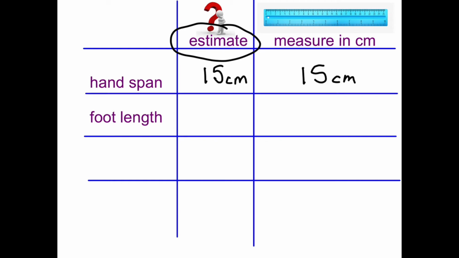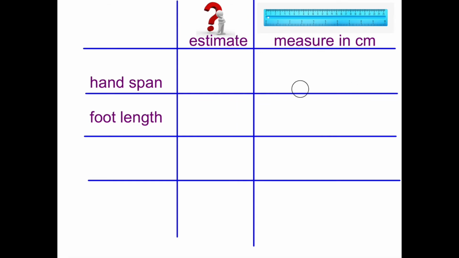Sometimes estimates are so good that they're correct, but normally they're a bit wrong. So if all of your estimates are the same as your measuring, we know that you didn't really estimate at all. And that happens a lot when we do this activity in class. Lots of people measure first and then try and sneak back and write the estimate.